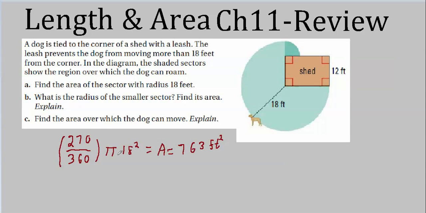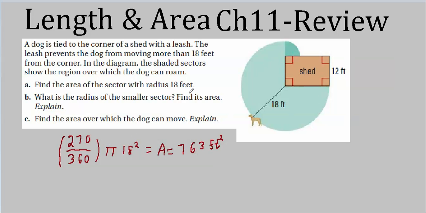So if we perform the calculations, you can save yourself a little trouble by noting right off the bat that 270 over 360 is the same as 3 over 4. 270 is 3 times 90. This is 4 times 90. So you can write it in your calculator as 0.75 times pi times 18 squared, and you'll get 763 square feet for this big sector here.